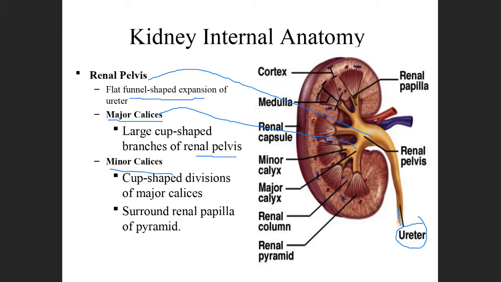Then what is the minor calyx? These are the divisions from the major calyx, here. You got it? They are the minor calyx, surrounded by papillae of the pyramid. Papillae means a small connection.